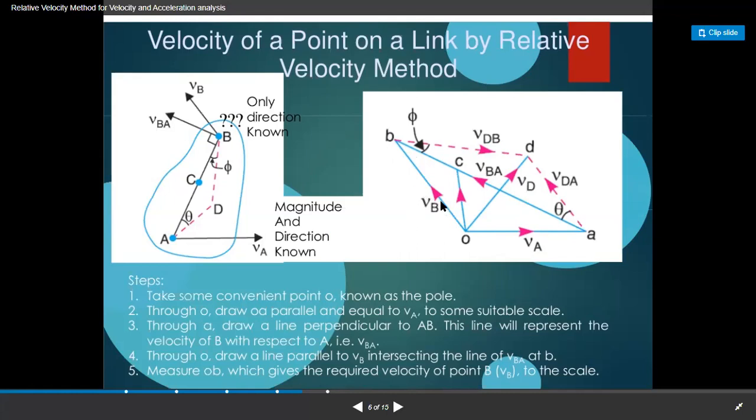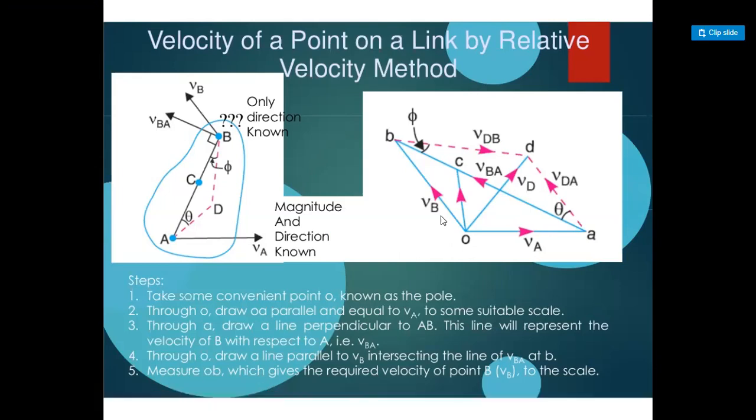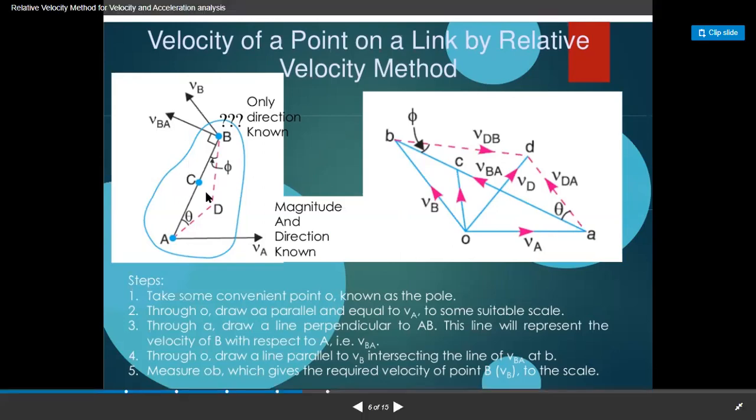We can get the velocity of B, or you can say the value obtained by multiplying the scale with OB is the absolute velocity of point B. Now we have to find the velocity of point C with respect to A. Also, we have to find the velocity of C with respect to B. Also, we have to find the absolute velocity VC.